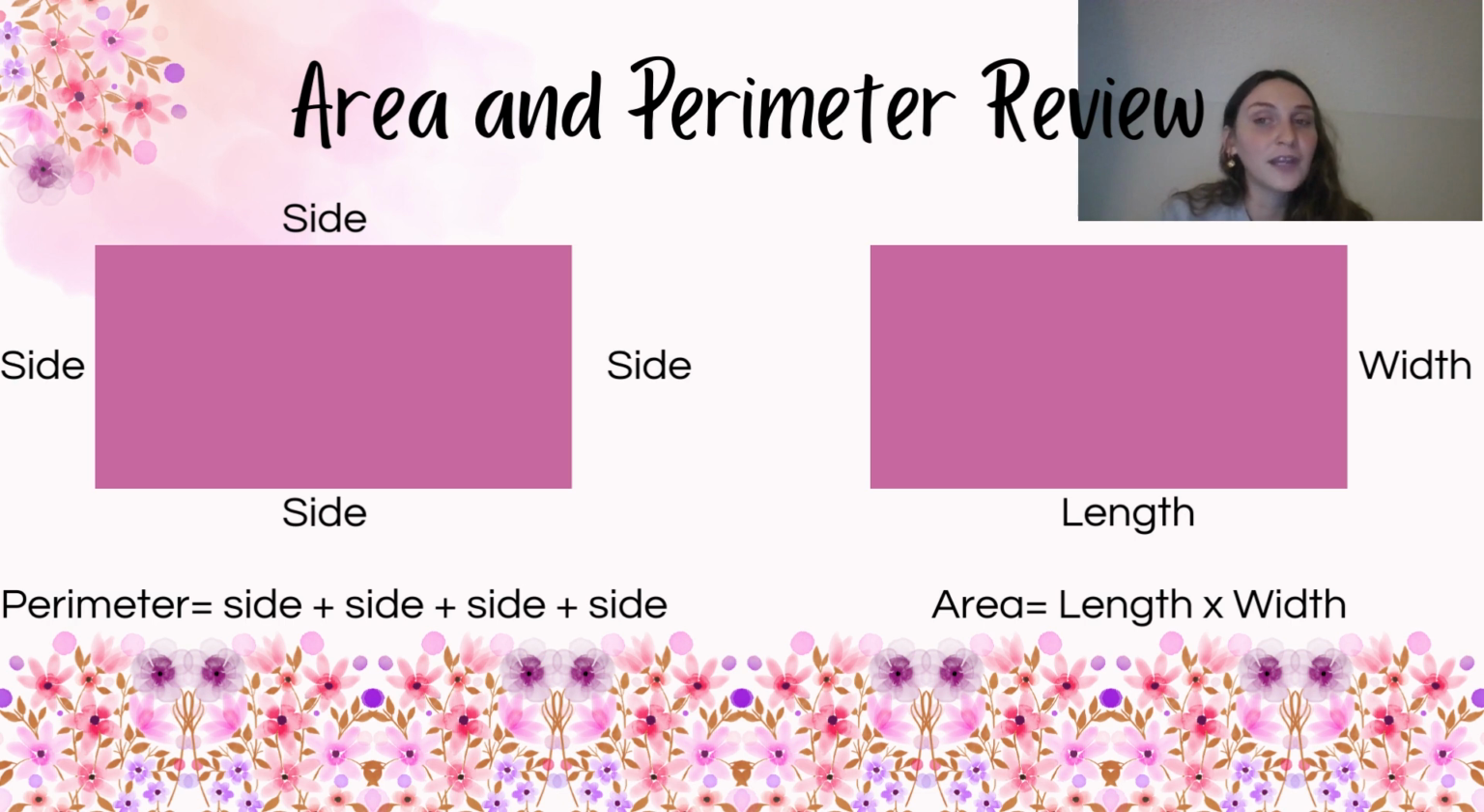Remember, when calculating the perimeter of a shape, we will add all of the sides of the shape together. Whereas with the area, we will use the area formula of length times width to identify the unit squares of a shape.